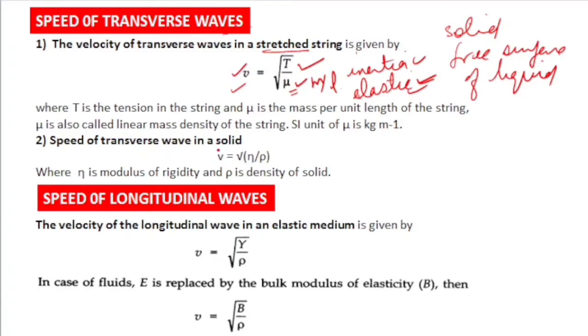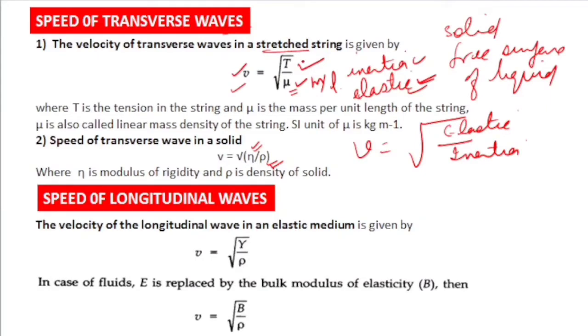In the case of a solid, it is given by under root eta by rho. The density provides the inertial factor, and eta is called the modulus of rigidity. It provides elasticity in the medium. So you must remember one thing: velocity is given by under root, with the elastic factor in the numerator and the inertial factor in the denominator. So it's easy to remember the formula for velocity, as in the case of a stressed string.